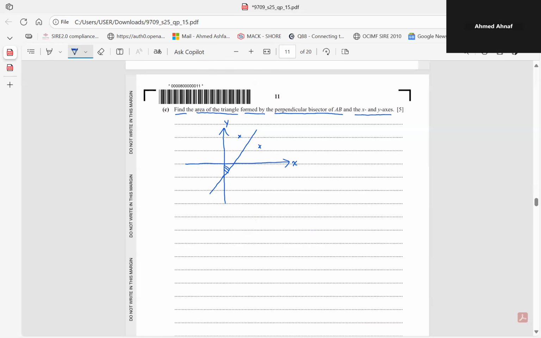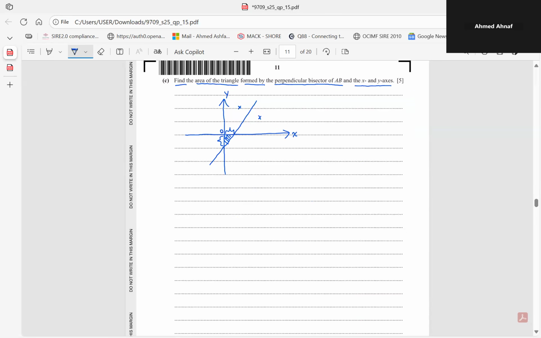So this is the triangle that they're talking about. As you can see, it has to be a right angle triangle. So to find the area, we have to know the distance from the origin to here and from the origin to here. To do that, we must first find the equation of the perpendicular bisector.